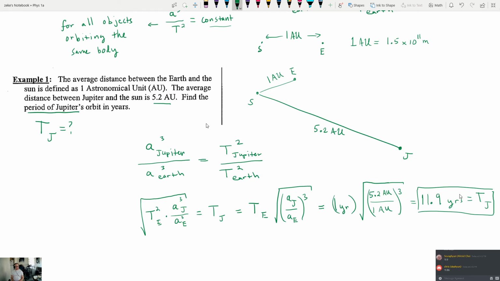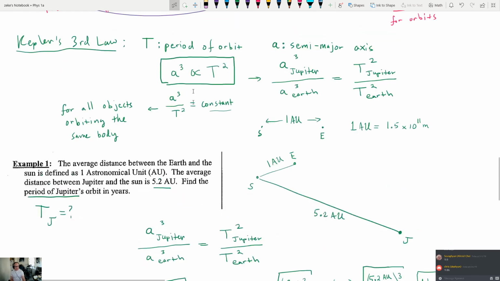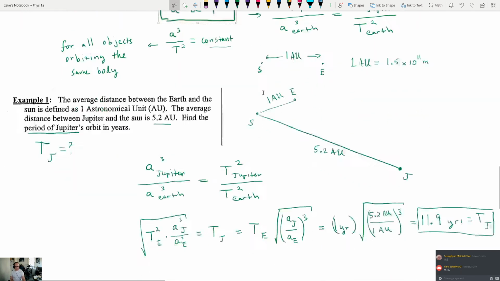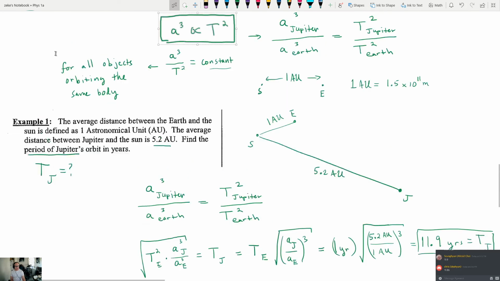Notice that in order to do this type of calculation, all you need are reference distances. You don't need actual distances. So just to emphasize the power of Kepler's third law, what I said is that for all objects orbiting the same body, a cubed over T squared is a constant, right?